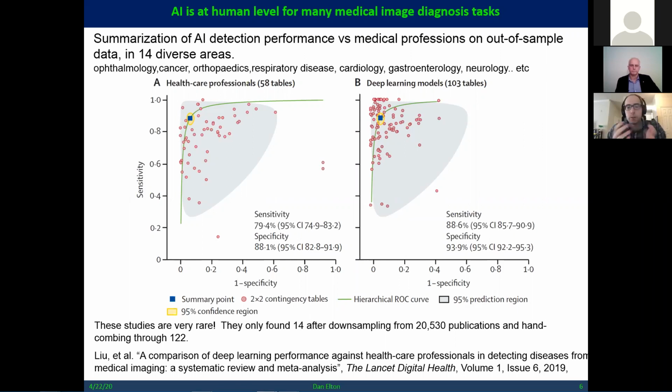It's also important to note that doctors fall on a large range. You have good doctors, bad doctors. So there are still doctors out there that are probably better than these AI systems, but these AI systems at least have gotten to the level of your average doctor, which is very, very impressive. So you can go to the next slide.